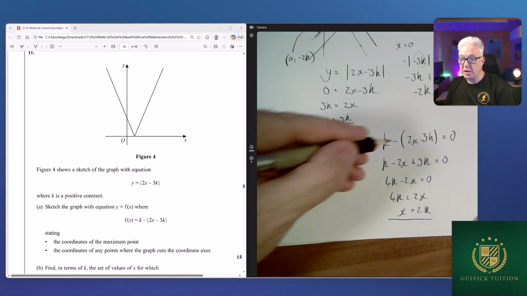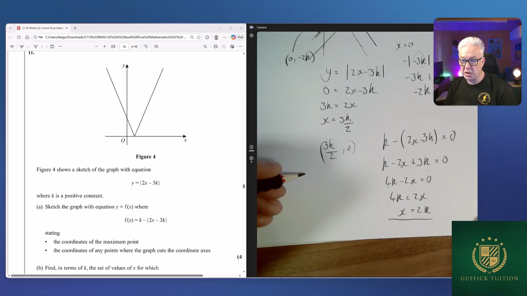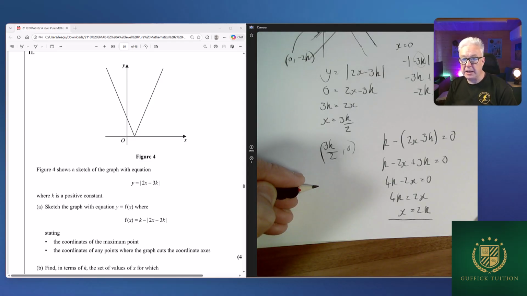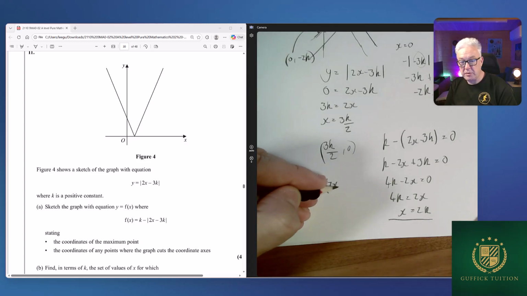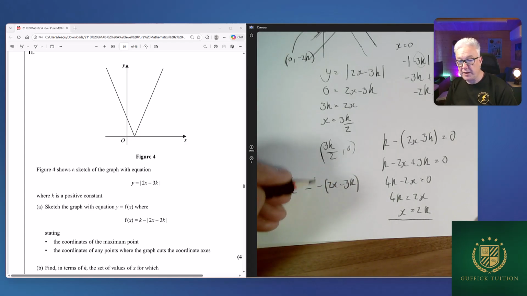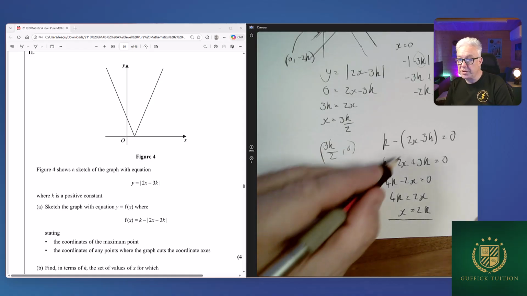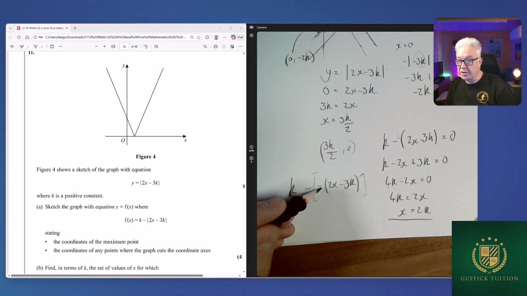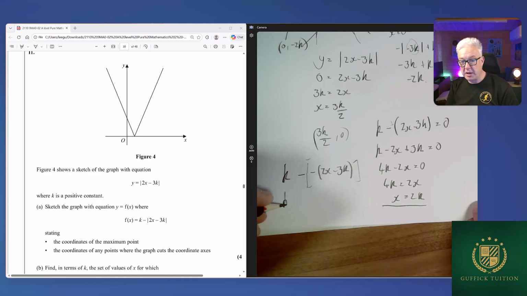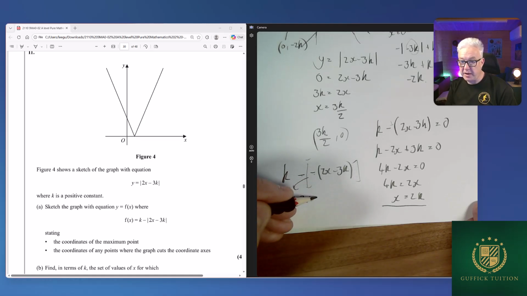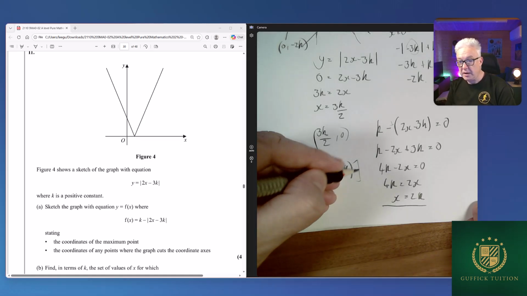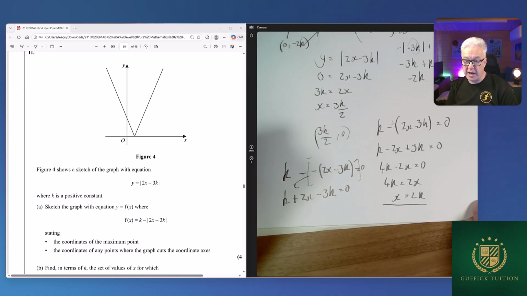Now the next solution is going to come from when there's a minus in front of the modulus bracket. So that's going to be k minus, technically, a minus open bracket 2x minus 3k, because what I've done there is I've imagined that we've solved it once with a plus in front of the bracket and once with a minus in front of the bracket. So this becomes k plus 2x, because two minuses come together there to make a plus. And then this will still be minus 3k there, and this equals 0 because we're trying to find where it cuts the x-axis.